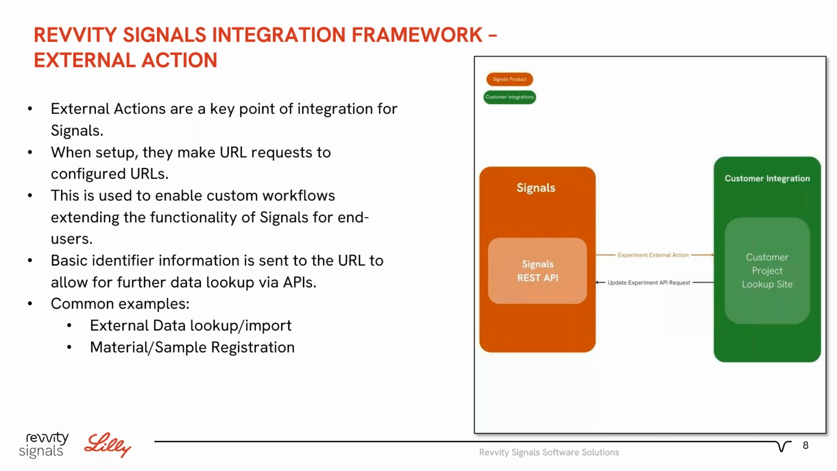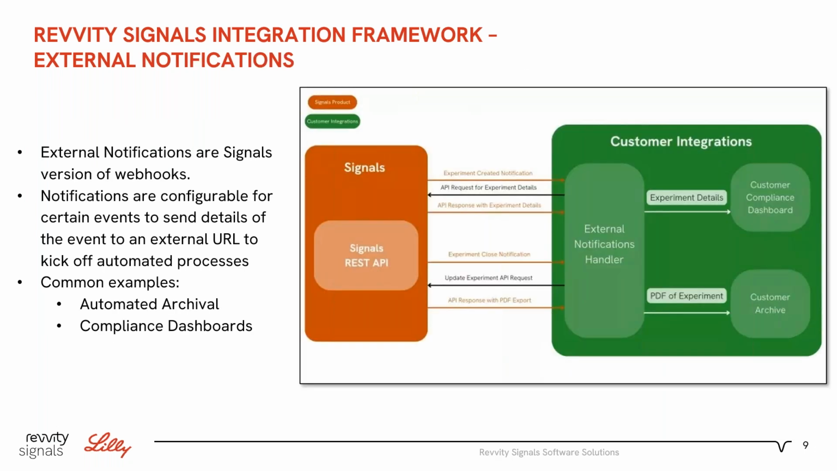So other examples, as I mentioned, would be any kind of external data lookup and import, where you may need to have the user take a couple actions to find the data they're looking for before sending it back into Signals. And then also, which we'll see, is this sample or material registration. So if you need to register samples that are being used within Signals in external databases. Next slide, please. As I mentioned, there's external notifications, which are essentially webhooks.